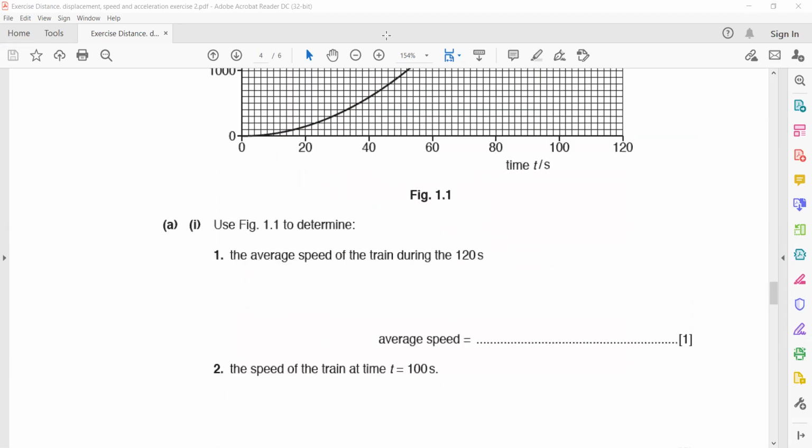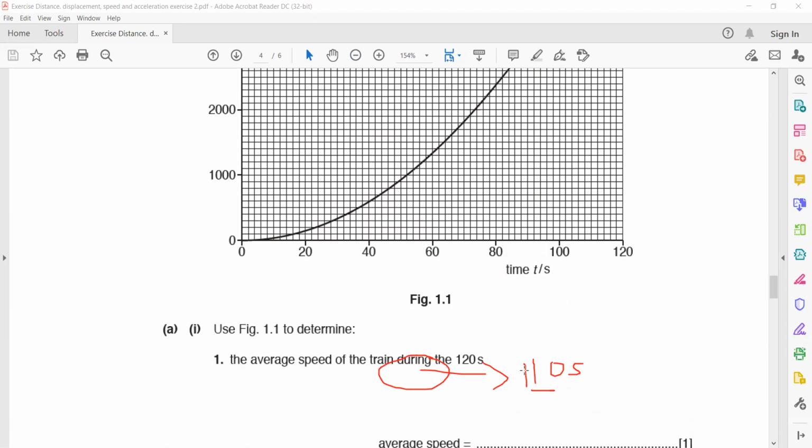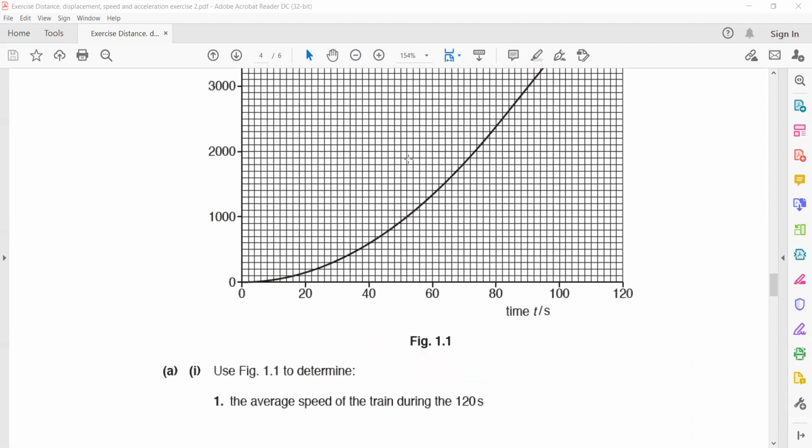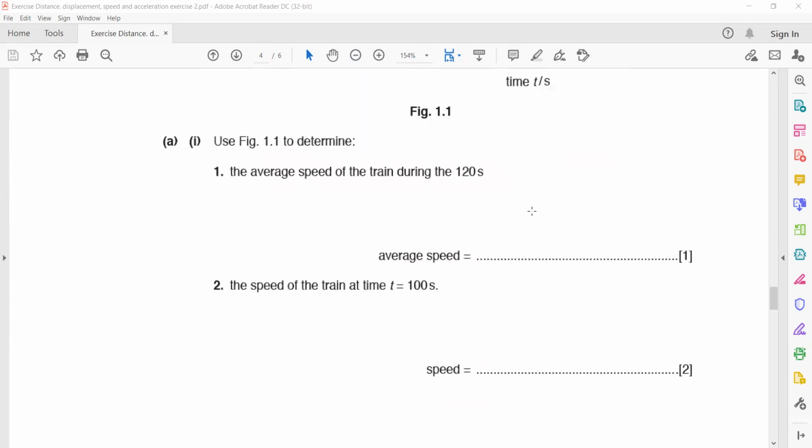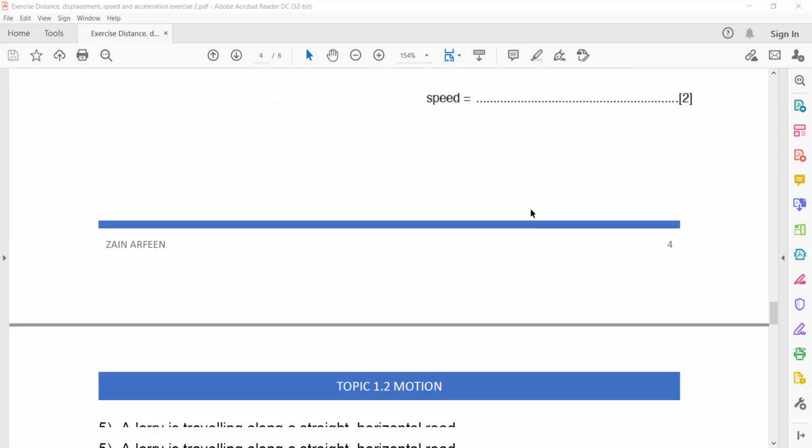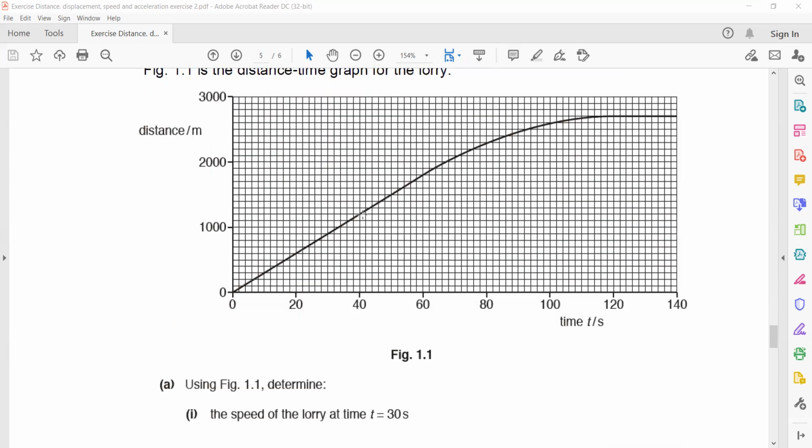So if the same question was there and instead of 100, they mentioned calculate the speed at 110 seconds, you will do the same thing, because the speed from 74 to 120 seconds does not change.